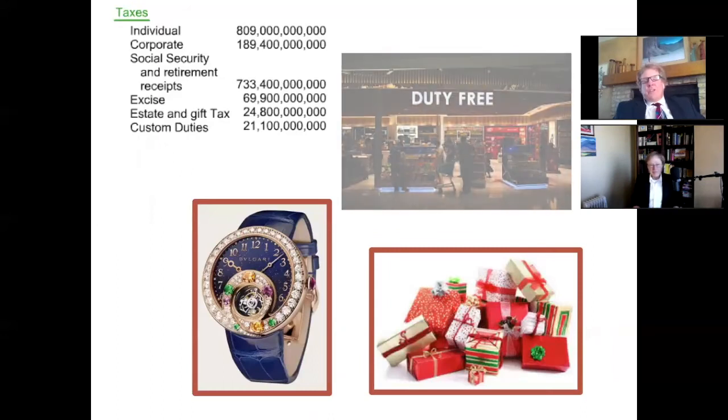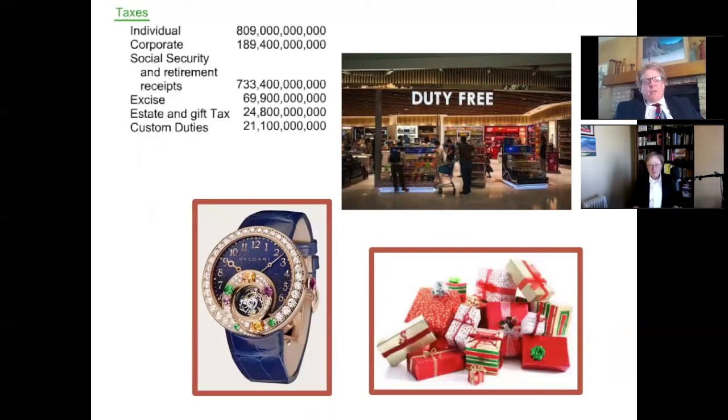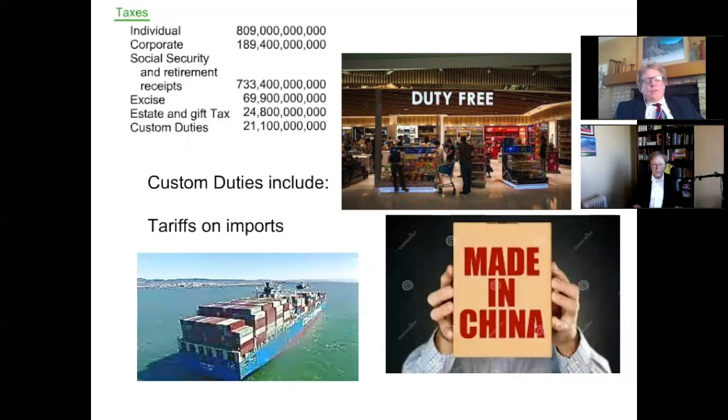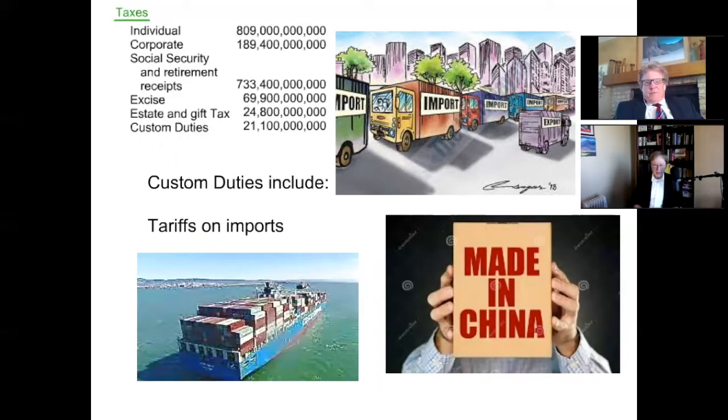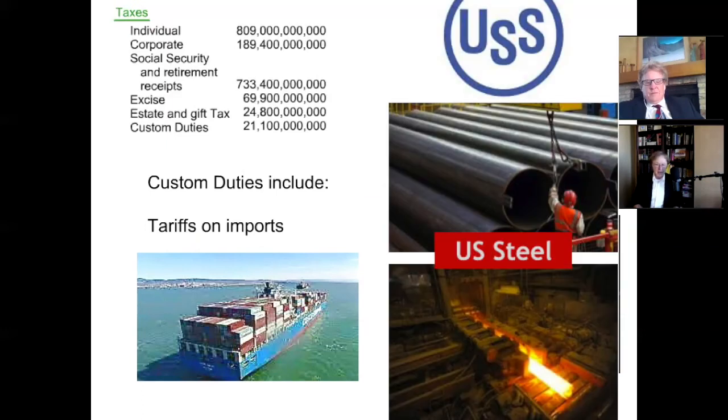Another one is customs duties, which is really a nice way of saying tariffs. Customs duties include tariffs on imports, just like these container ships coming into the harbors, bringing goods. We will sometimes tariff these goods so that the countries bringing them in have to charge us a little bit more, which makes our domestic businesses more competitive.